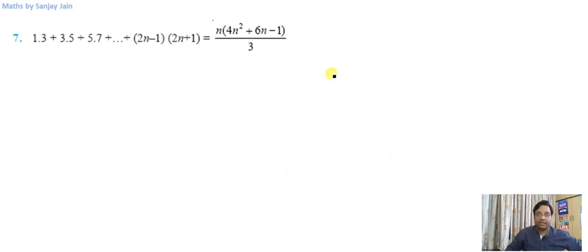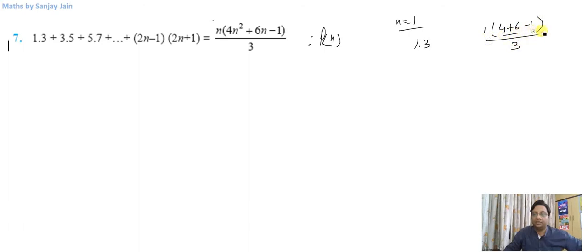So first thing, I'll write this statement as p of n. Now we'll check for n equal to 1. So n equal to 1 will give me left hand side as 1 into 3 and right hand side as 1 into 4 plus 6 minus 1 divided by 3. Now this is 10 minus 1, 9. So 9 by 3 is 3. And 1 into 3 is also 3. So left hand side is equal to right hand side. Hence I can say p of 1 is true, right?